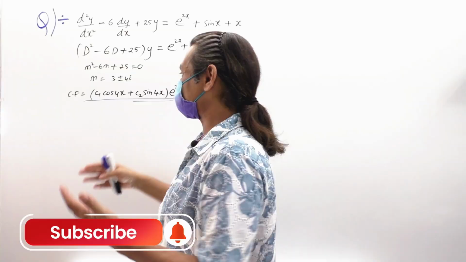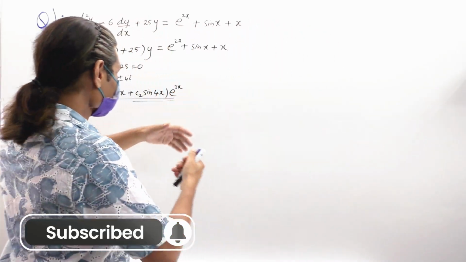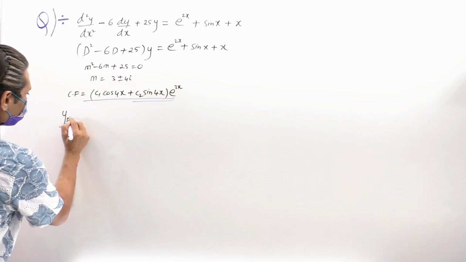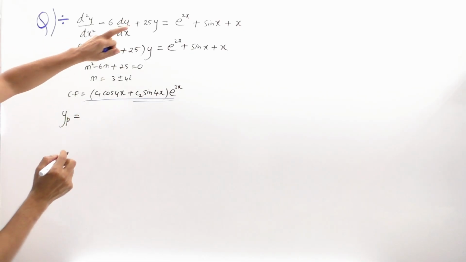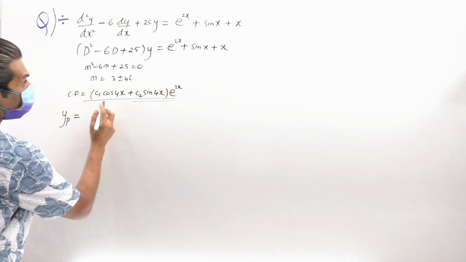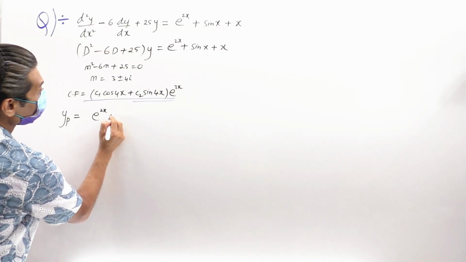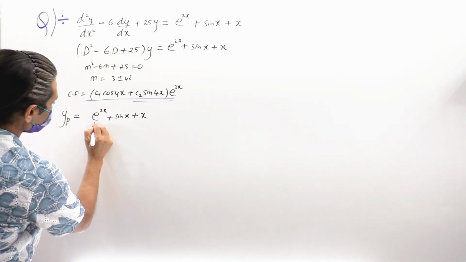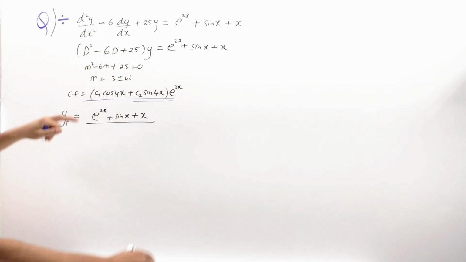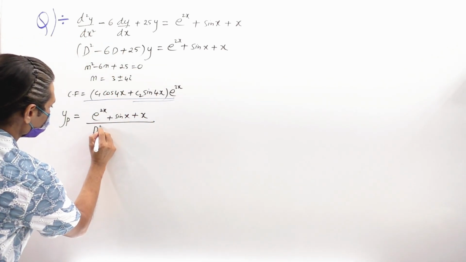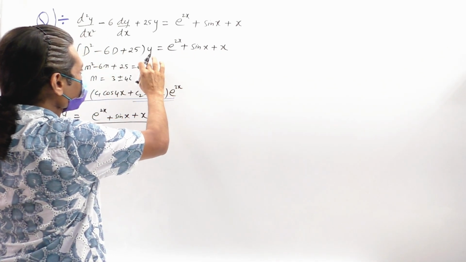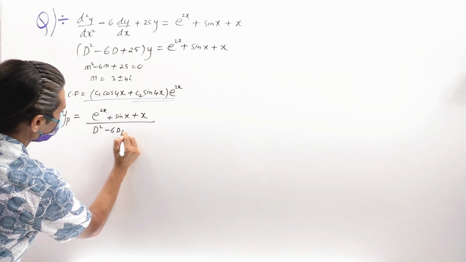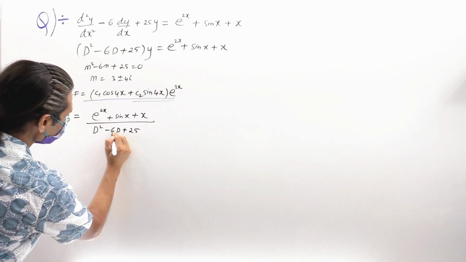So let's move on to solving the particular integral here. So we have yp. As you know, yp is equal to e raised to 2x plus sin x plus x, whole divided by D square minus 6D plus 25. That is, the right hand side, whole divided by D square minus 6D plus 25, right.